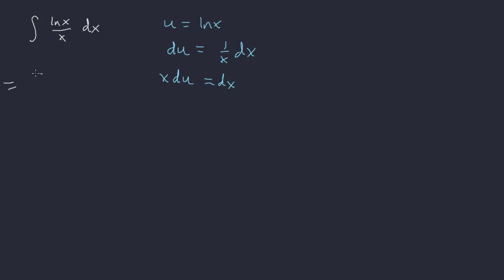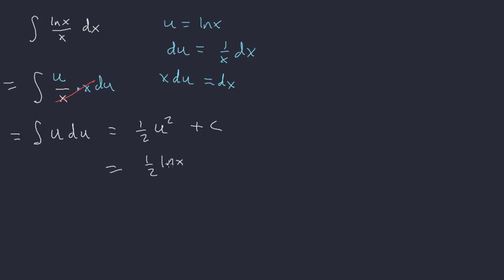So when we set up our new integral, the numerator will become u. So we'll have u over x, then times our dx becomes x du, and our x's cancel, and we're left with the integral of u du. And this will just be 1/2 u squared plus c. And now we can just put the x's back in to get 1/2 natural log of x squared plus c. And there we go. There's our answer.